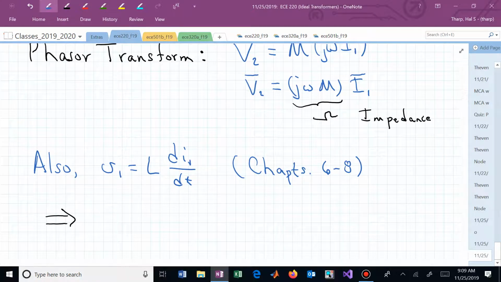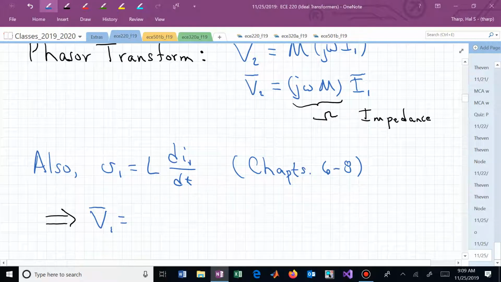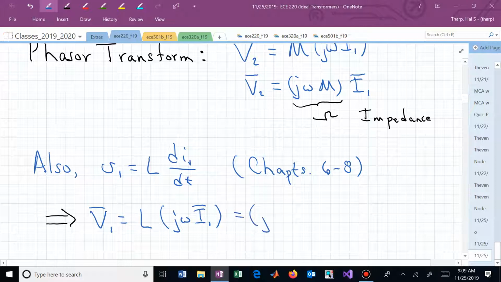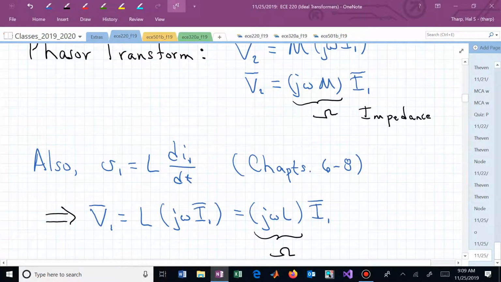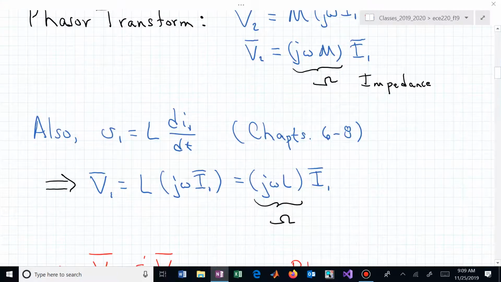Likewise, V1, the self-induced voltage, V1 is L di1 dt. What does that transform into? Similarly, we now have L times j omega I1, or this is now j omega L I1 bar. Again, this is now an impedance.